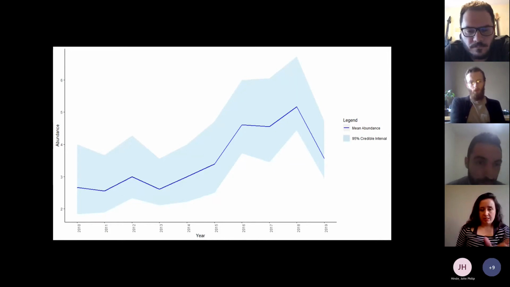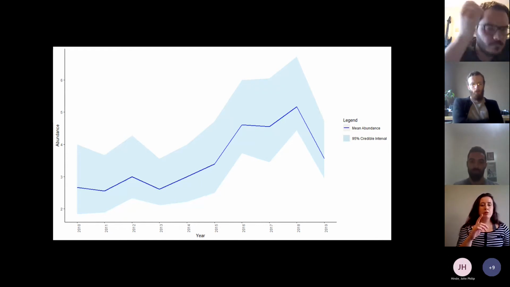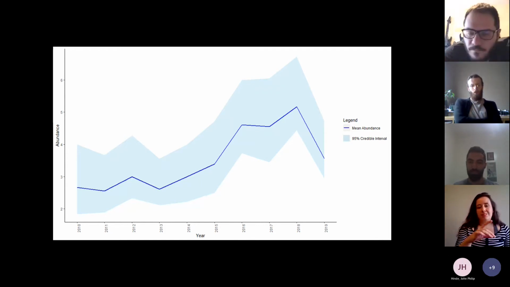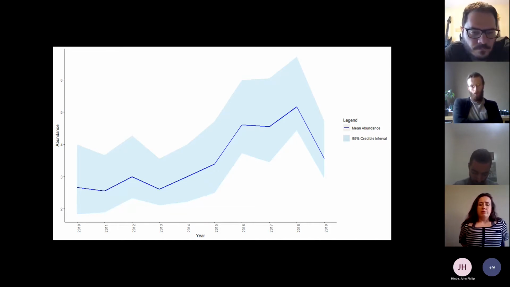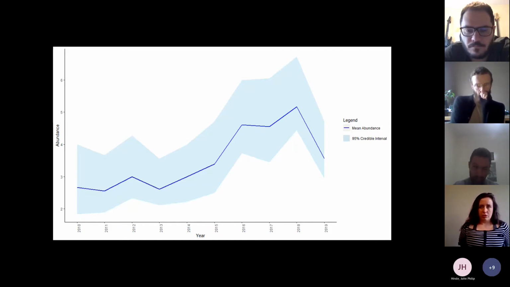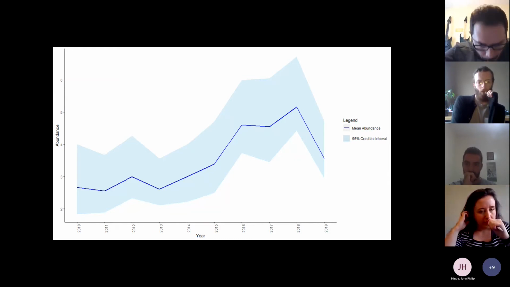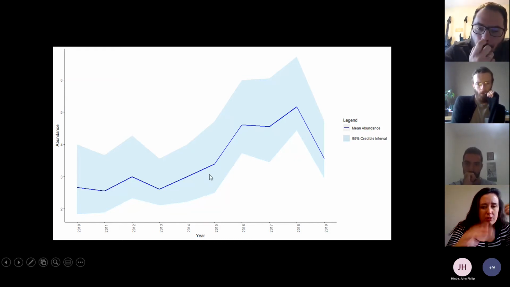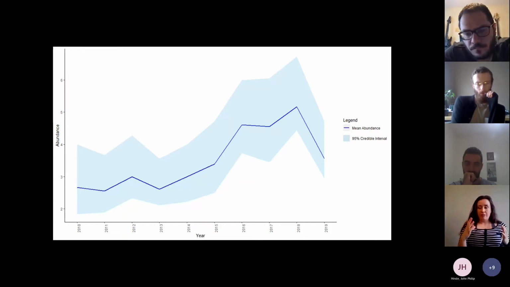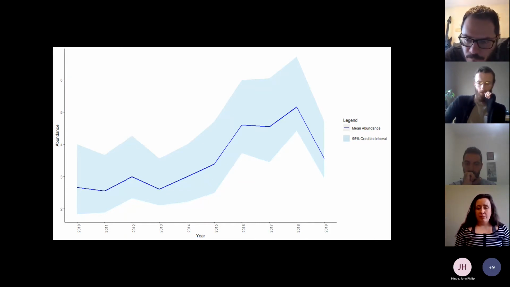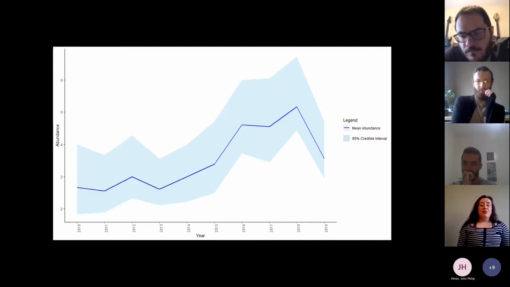Along the x-axis, we have the year, and the y-axis is the mean abundance. The blue line is the mean abundance, and the ribbon is a 95% credible interval. Looking at this plot, it does seem that there was a general increase in bald eagle population size in this area, definitely between 2010 and 2018. There were some little dips, but it did seem to be a general upward trend, which was really interesting. But then something happened in 2019, and we're not actually sure what.